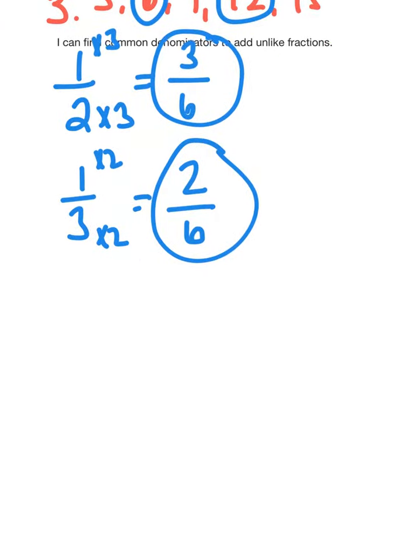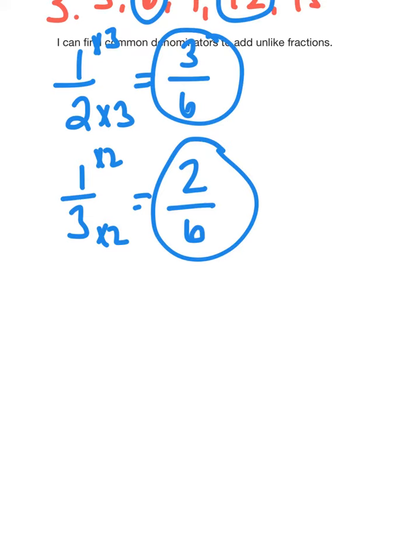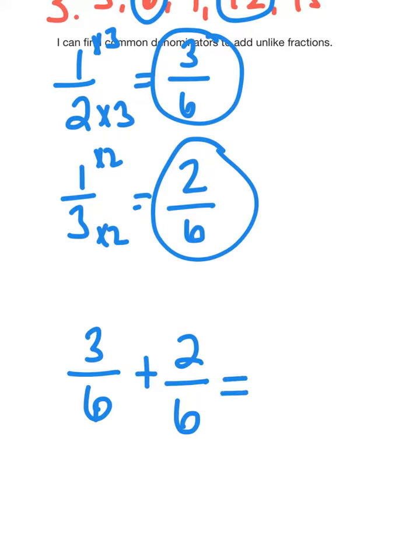I now have my fractions that I'm going to add together. So, my new problem becomes 3/6 plus 2/6. I have the common denominator, so I can go ahead and add my like fractions. And now I only add up my numerators. 3 plus 2 is 5, and my denominator is 6.